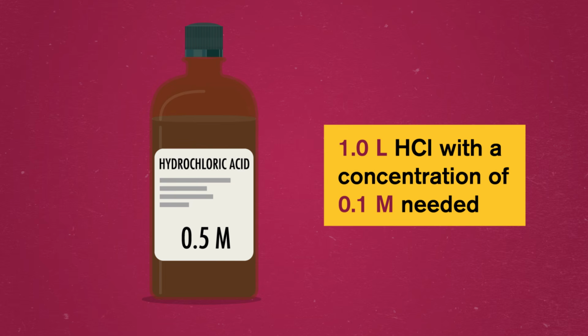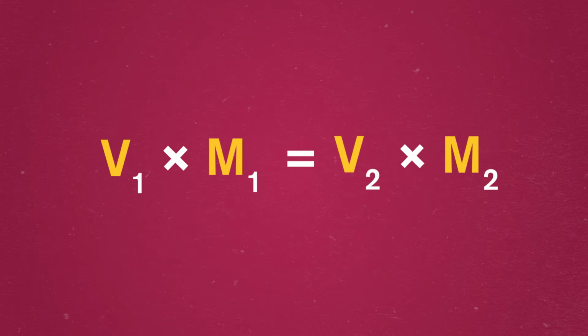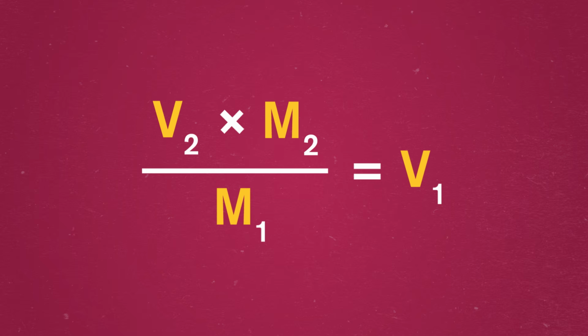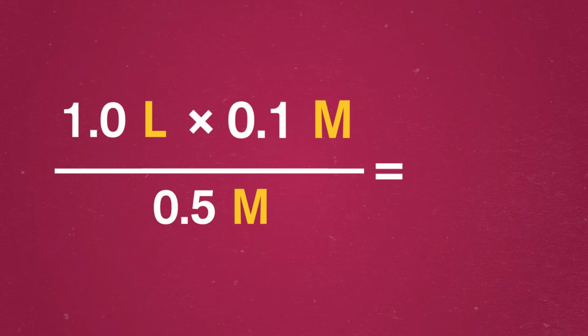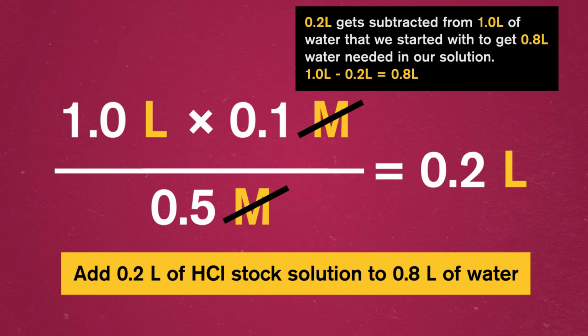We can use the molarity equation to find out how much of the original stock we need to make that concentration. We're given 0.1 molar as our M2, 1 liter as our V2, and a stock concentration of 0.5 molar as our M1. That means we just need to solve for V1 in liters, so we should rearrange our equation. Now we just plug in our numbers and solve for our volume. Our molarity units will cancel, and we find out we need to add 0.2 liters of HCl stock solution to 0.8 liters of water to get the diluted concentration we need.